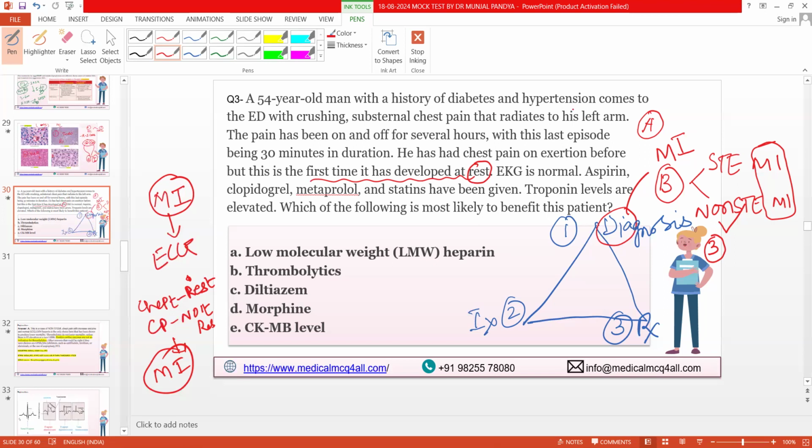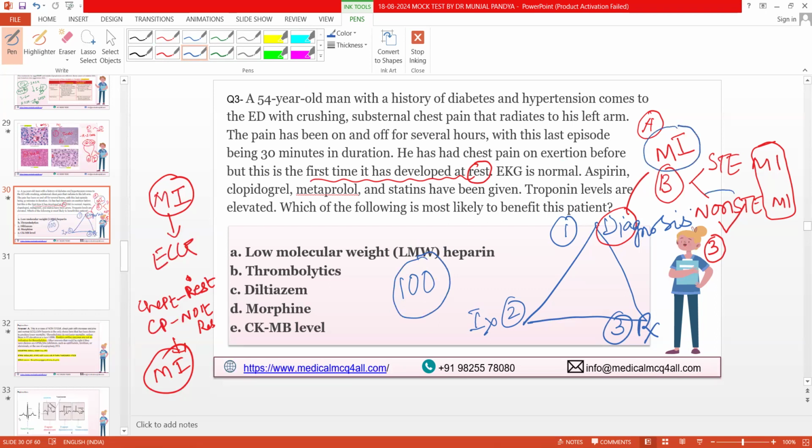Second question. So you suspected. Again, let's go back to the basics. Though we discussed 5-10 questions, I'm happy, but I don't want to go without the concept. Because if you understand, you can answer 100 questions of acute coronary syndrome, however differently they ask. So this is suspected MI.